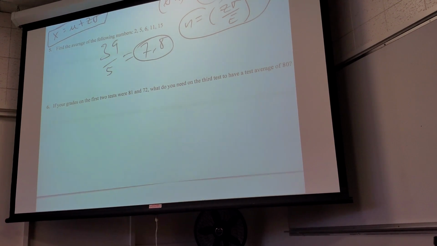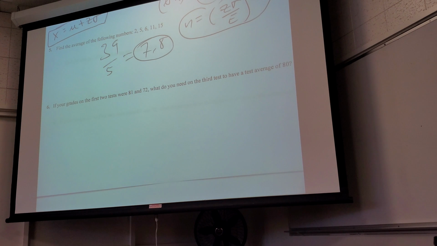Oh, good. So I added all three numbers and then divided by 3. Wait. What three numbers? 81, 72, and 80. Ah. Can anybody identify the mistake? He put 80, but it's supposed to equal 80. Yes. 80 is not one of the tests. 80 is the end result.